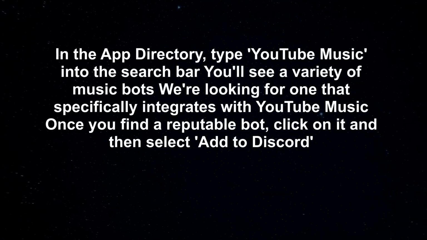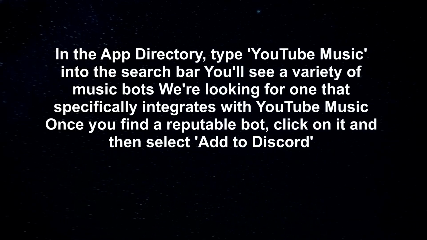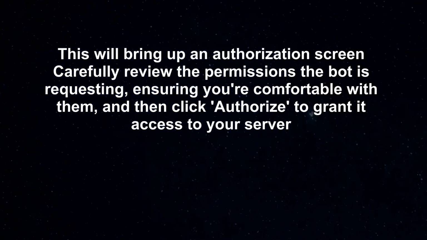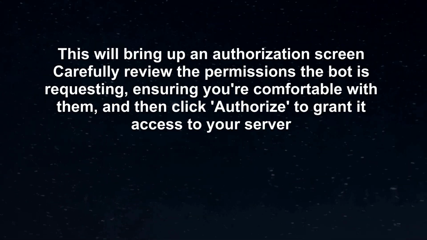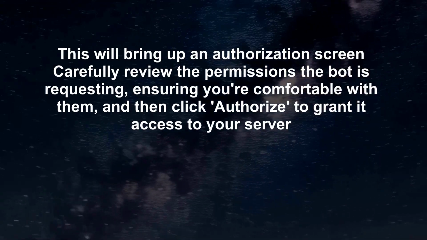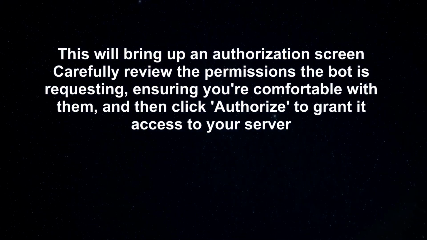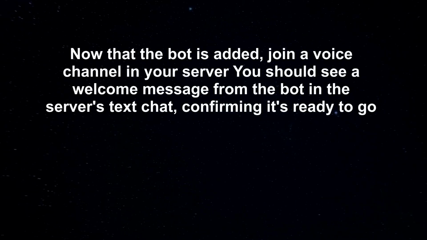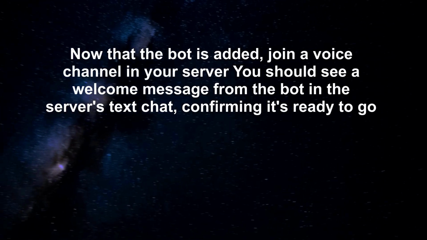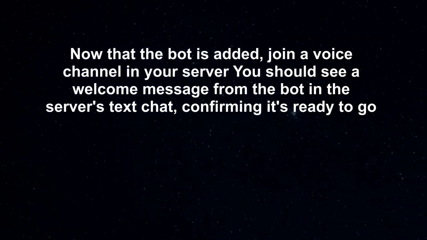Once you find a reputable bot, click on it and then select Add to Discord. This will bring up an authorization screen. Carefully review the permissions the bot is requesting, ensuring you're comfortable with them, and then click Authorize to grant it access to your server. Now that the bot is added, join a voice channel in your server. You should see a welcome message from the bot in the server's text chat, confirming it's ready to go.